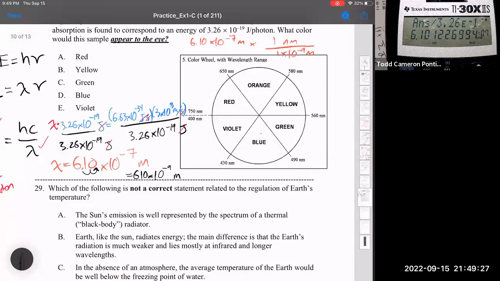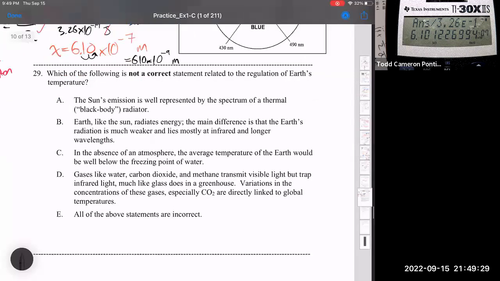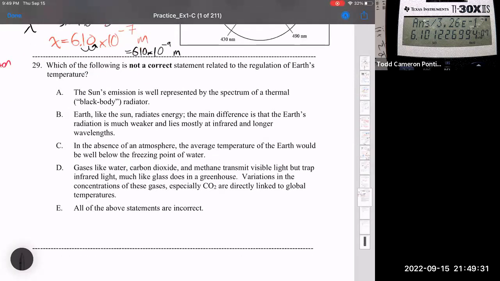Which of the following is not a correct statement related to the regulation of Earth's temperature? This one's a little wordy. The sun's emission is well represented by the spectrum of a thermal black body radiator. This is true. Black body radiators are bodies that give off a spectrum of different wavelengths.